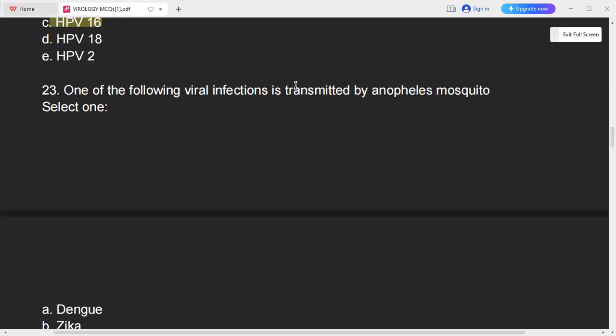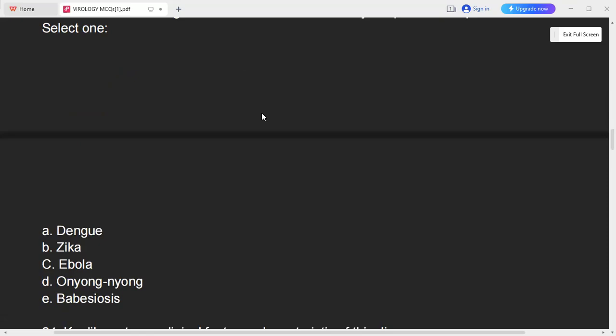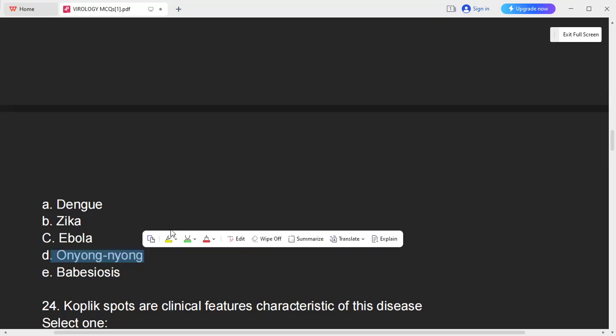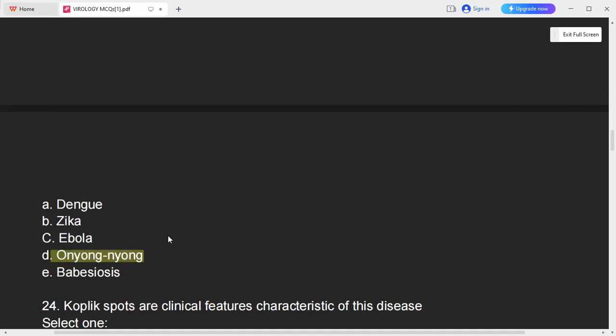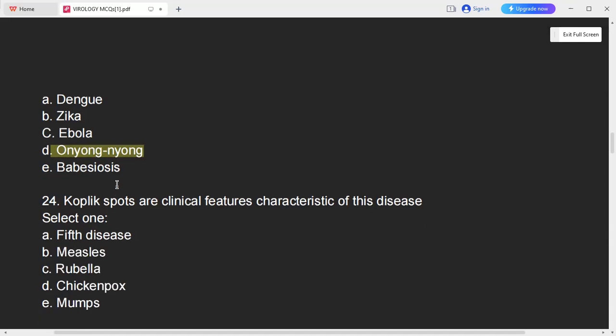Number 23. One of the following viral infections is transmitted by Anopheles mosquito. Select one. They should have put here malaria to confuse you guys. But the answer is O'nyong-nyong. They usually put malaria because many people, if you see female Anopheles, they run to malaria. Dengue, Zika, Aedes mosquito. Ebola, it's not even transmitted by mosquito. Sorry, not respiratory droplets, by fluids, if you're in contact with bodily fluids. And then babesiosis. This is a parasite, sorry, a protozoa. Babesia is transmitted by ticks.